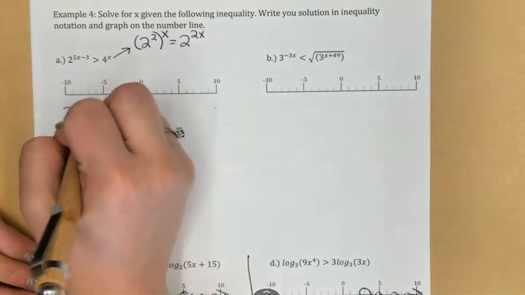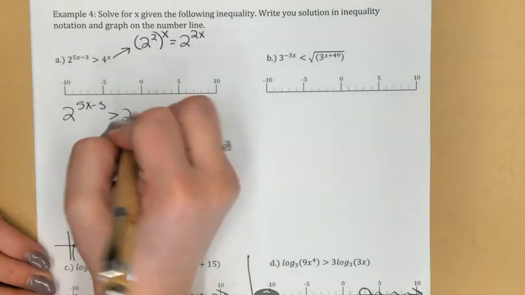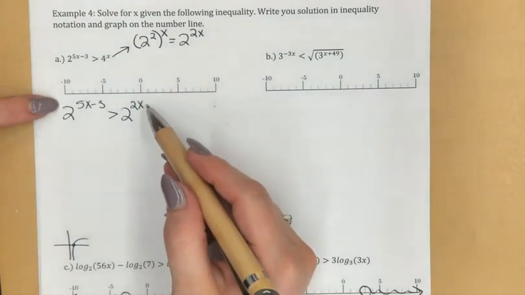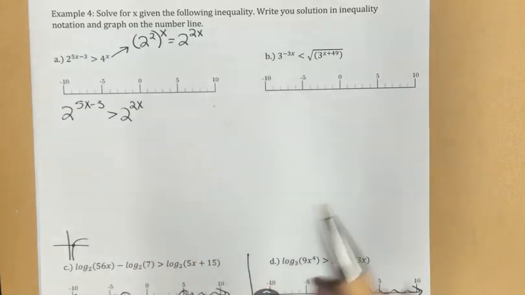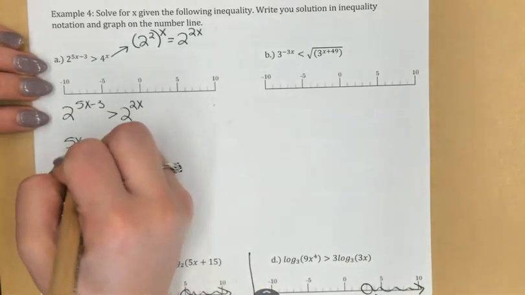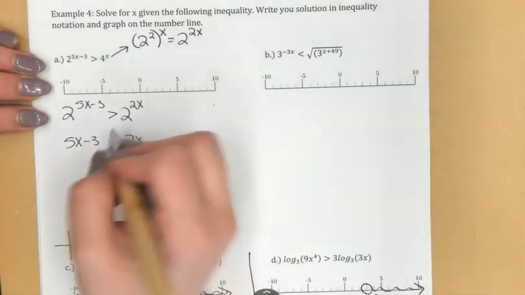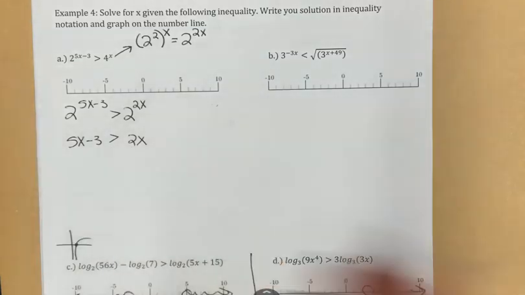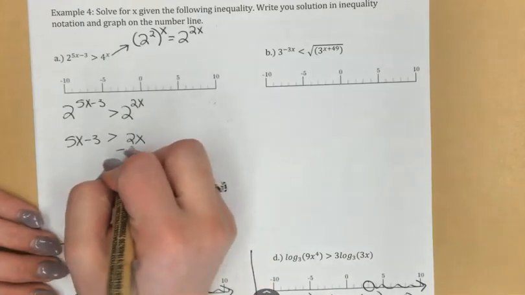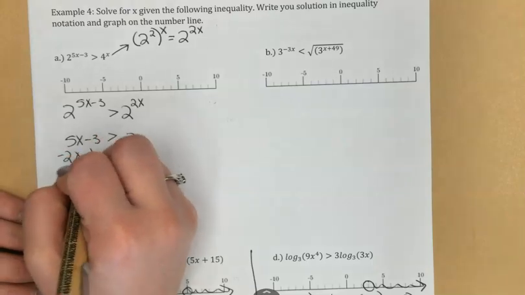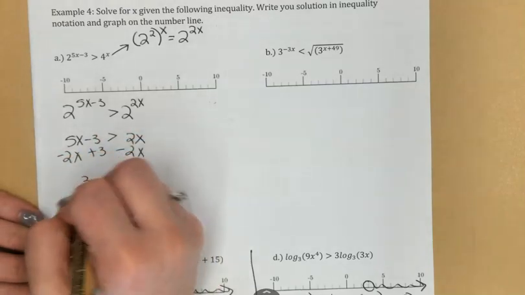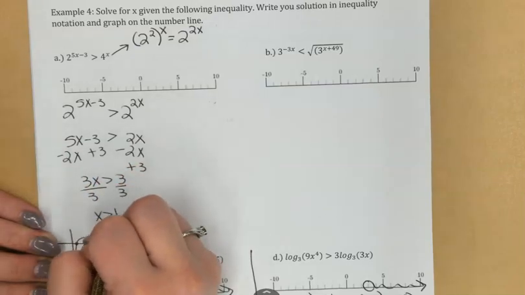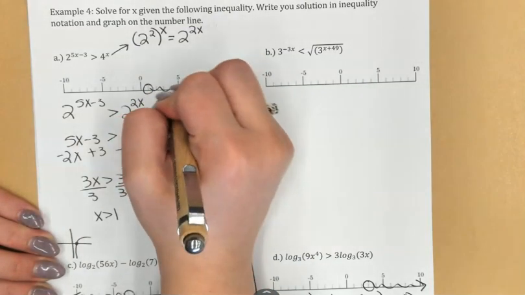So 2 to the 5x minus 3 is greater than 2 to the 2x. Now, to get my x's out of the exponents, I could take the log of both sides, which means I'm going to be left with 5x minus 3 and 2x. And those are going to have the same relationship as what was written above. So this is the inequality now that I'm going to solve for x. So you would just subtract your 2x, add 3, and 3x is going to be greater than 3. So after I divide, I get that x is greater than 1, and I can graph that on my number line.